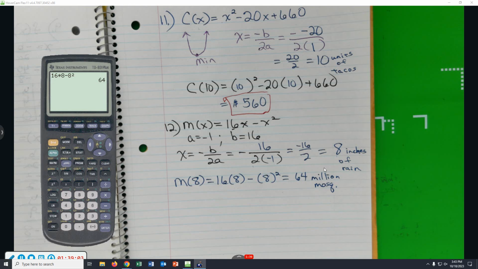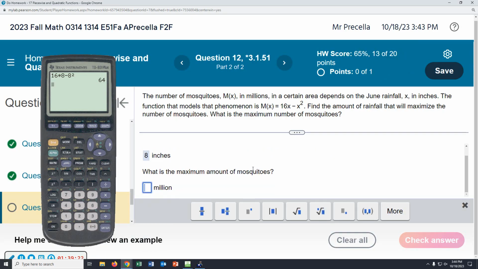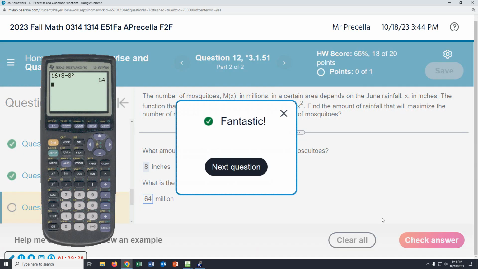Based on this formula, will there ever be a time when there's, say, 100 million mosquitoes? No. They can't get enough rain to get 100 million. The most they'll ever get is 64 million. This is a strange problem, I have to say. Yeah, 64 million mosquitoes. Any questions on our logic there?